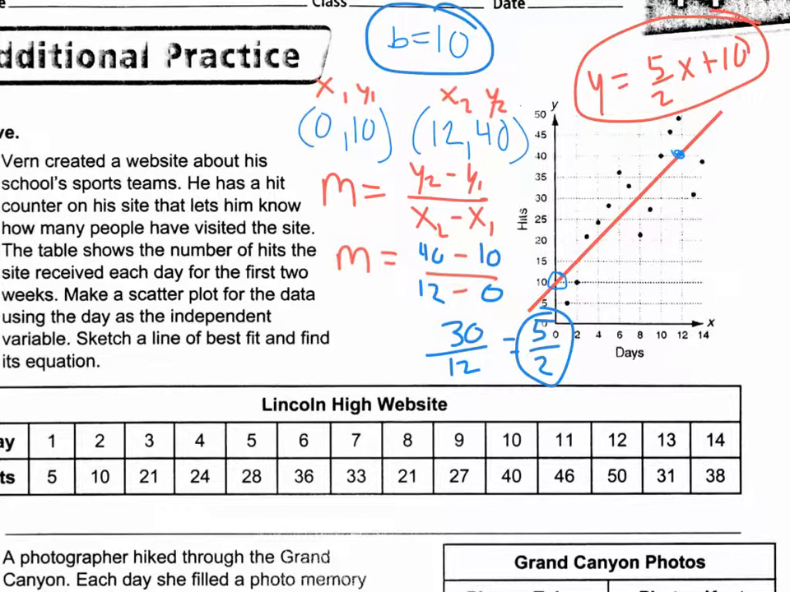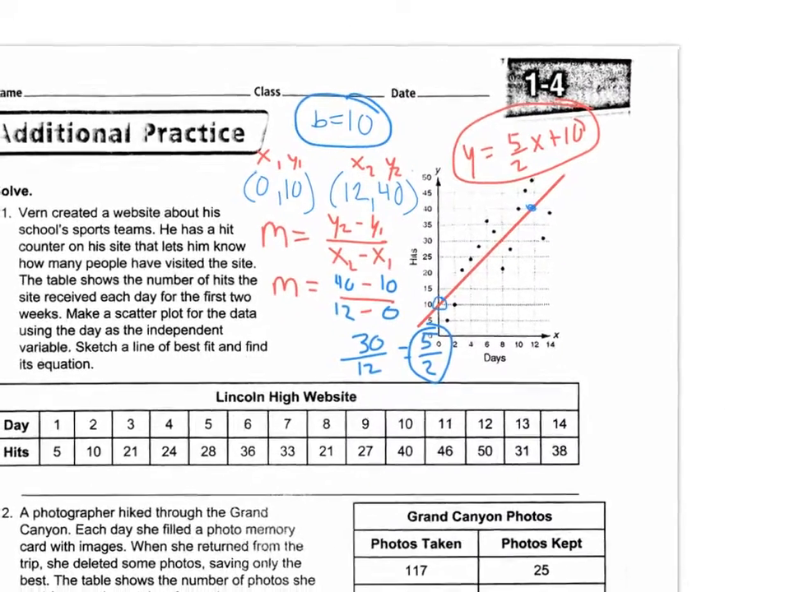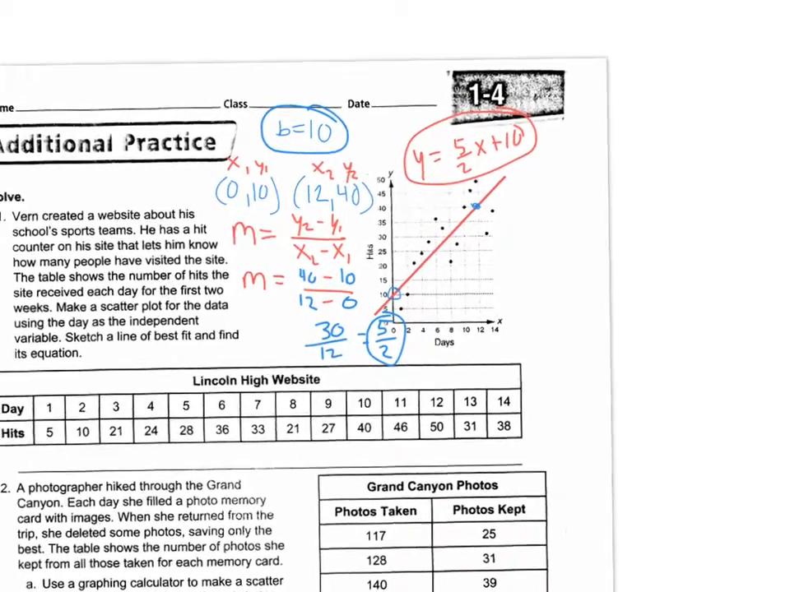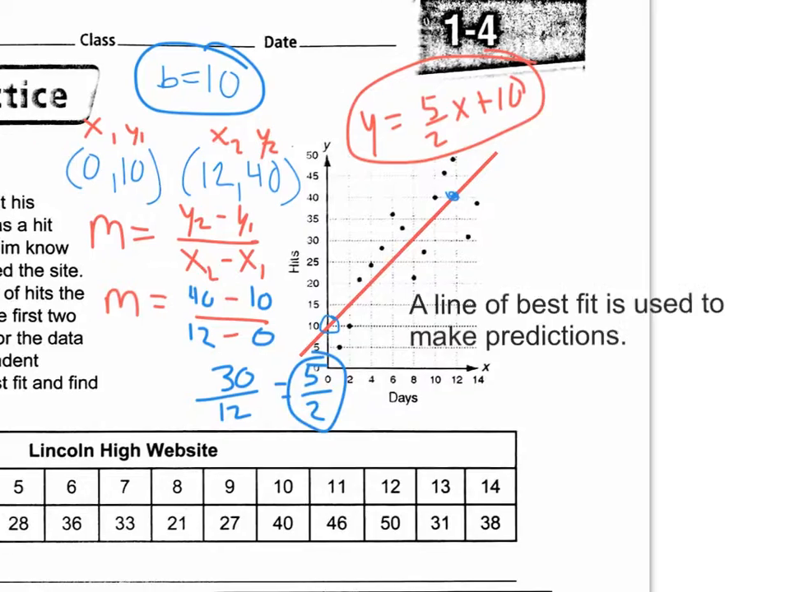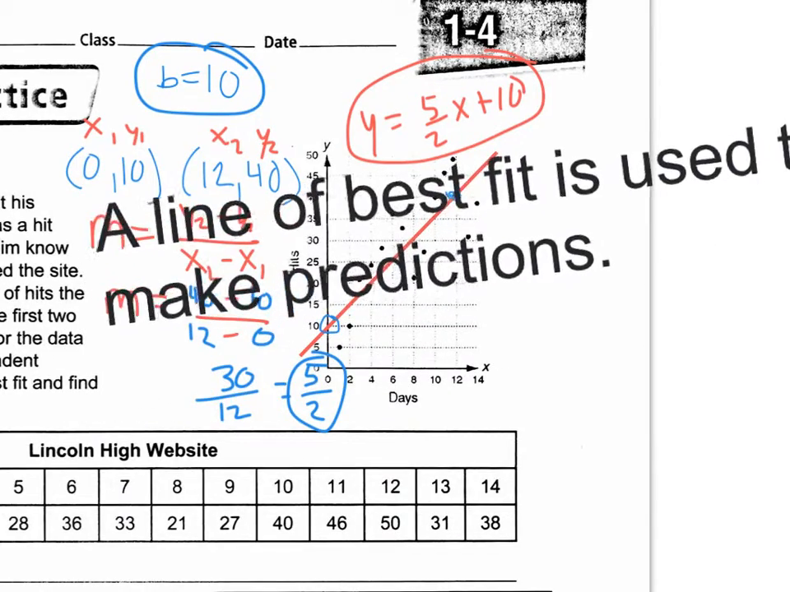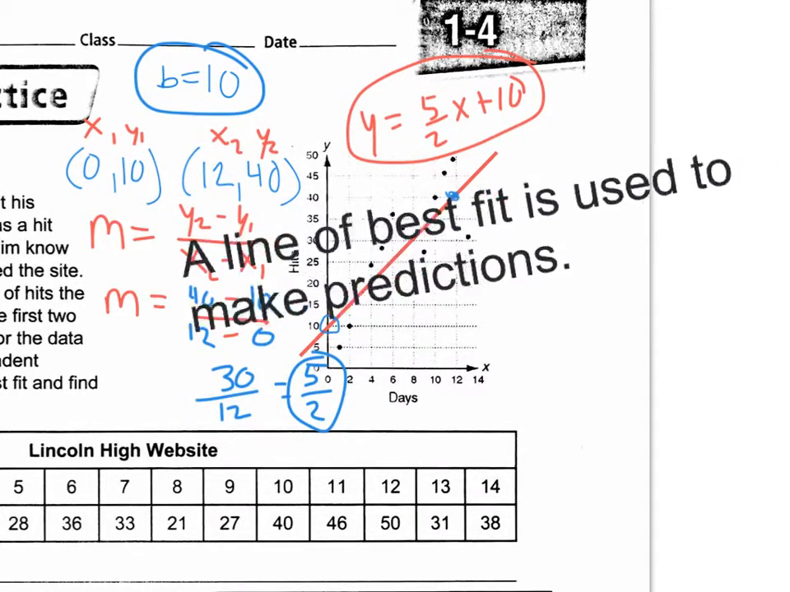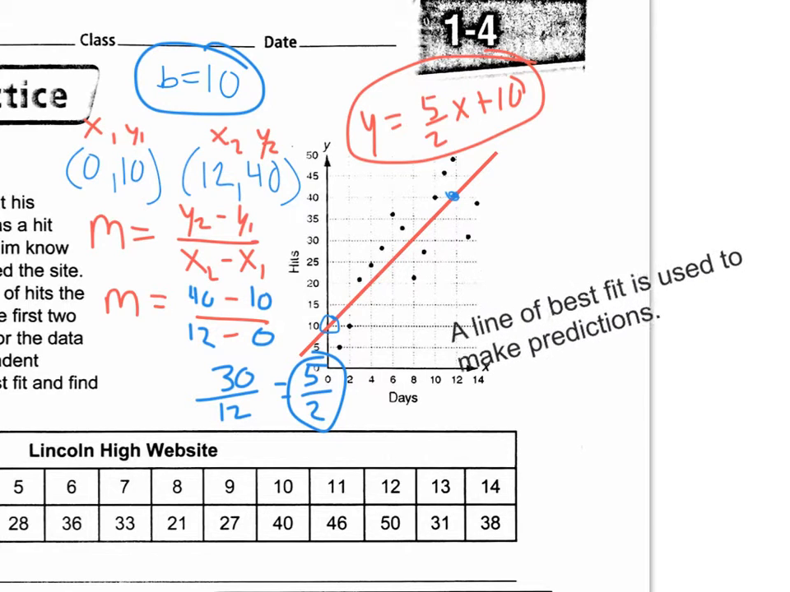This is the line that best fits according to what I just drew up there. It doesn't mean that it's the actual best one, but that's the best way to do it. Try to get as many equal points on both sides of the line, and then you can write the equation using Algebra 1 skills. So you're probably thinking, what is a line that best fits? What's it used for? It's used to make predictions. Once again, a line that best fits is used to make predictions.